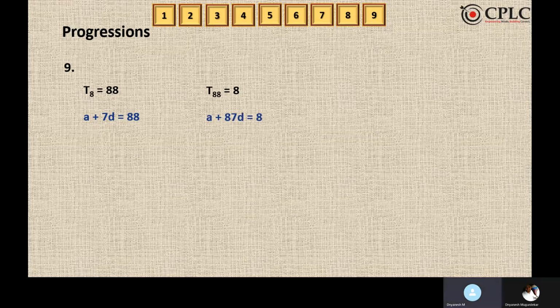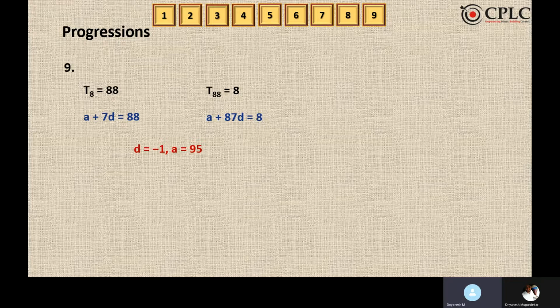Nth term of an AP. Now you have two equations and two unknowns. Solve them simultaneously. Subtract equation number 1 from equation number 2. You will see a gets cancelled, and you will get the value of d as minus 1. Substitute that value of d, minus 1, in any one of the above two equations. You will get the value of a, which is 95.